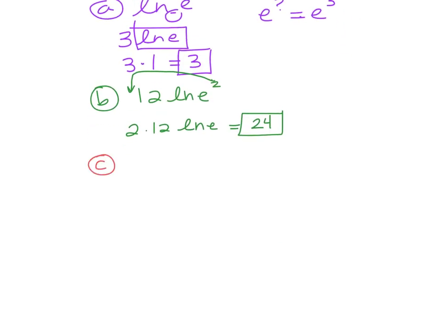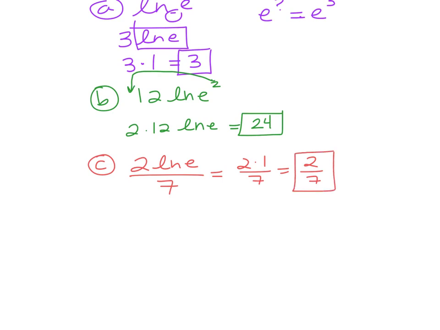How about this one? 2 times the natural log of e over 7. Well, do you see Lenny? Yeah. So 2 times 1 is 2. So 2 times 1 divided by 7 is just 2 sevenths. Right? Look for Lenny. He's everywhere.